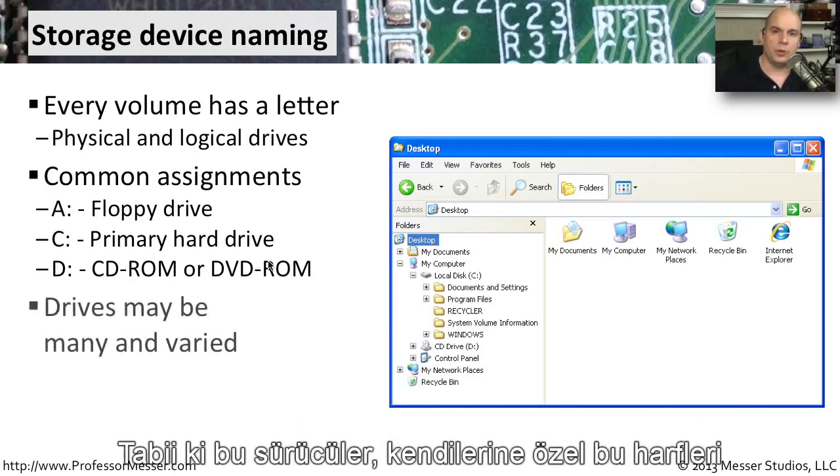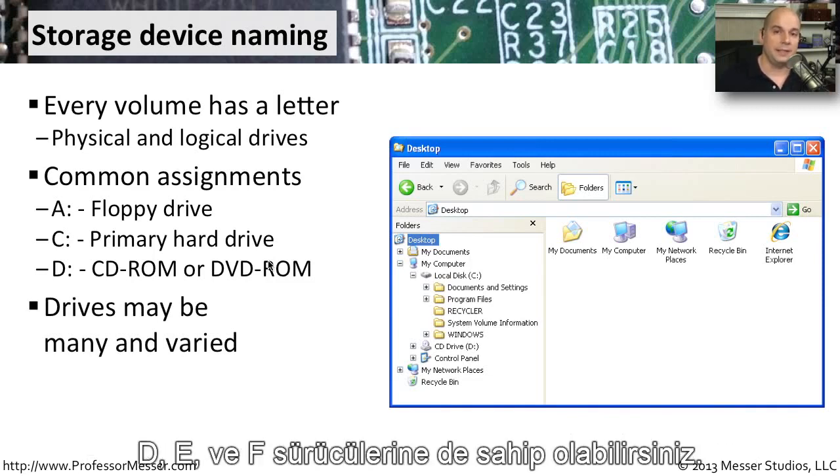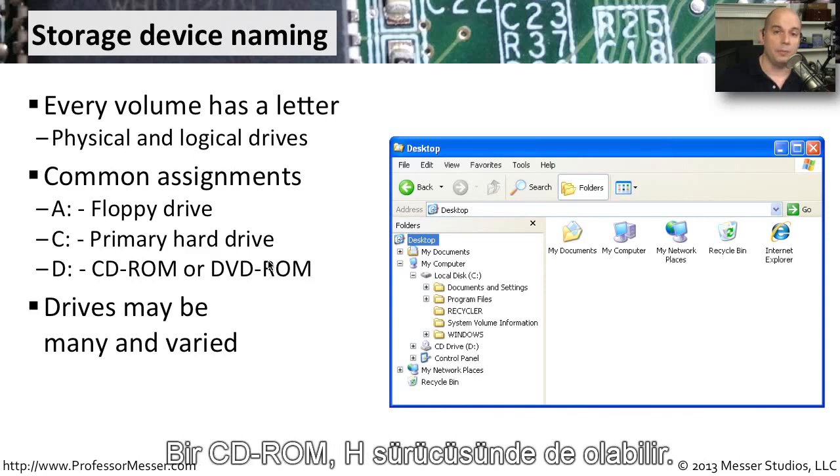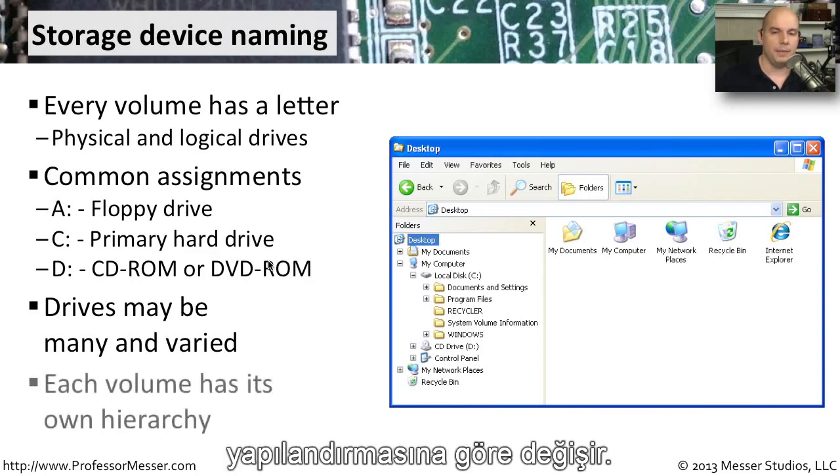These drives, of course, don't have to have these specific letters associated with them. You can have drive D, E, and F as physical hard drives or SSDs in a computer. A CD-ROM could be on drive H. It just depends on the computer configuration you happen to be working with at that time.